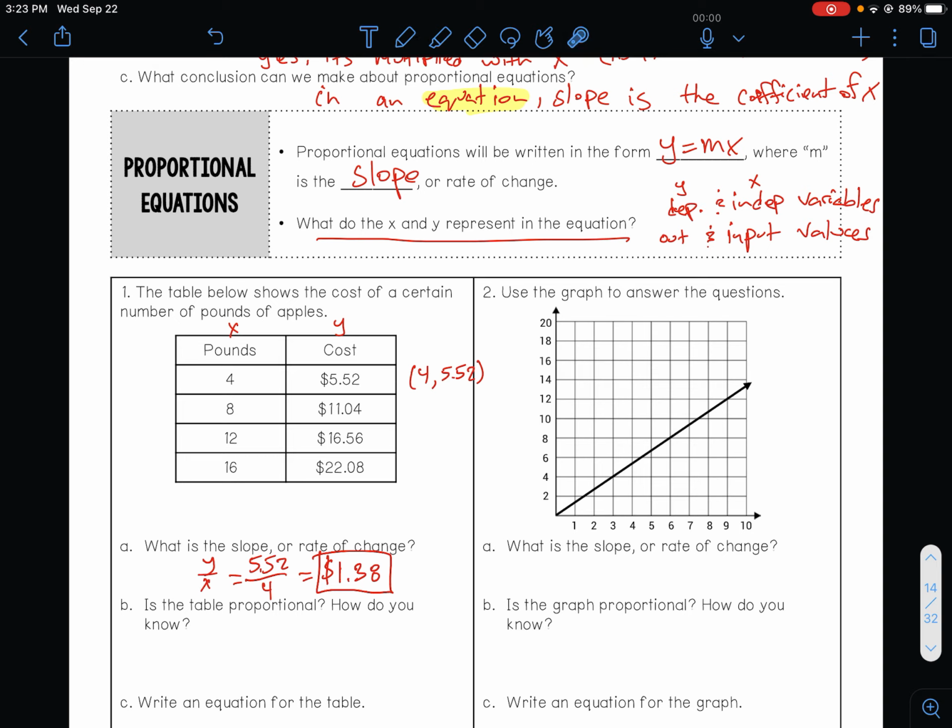Is the table proportional? How do we know? Well, we don't know yet. We need to actually divide all of these. 11.04 divided by 8, so I'm going to use the calculator. That gets me 1.38. Let's do 16.56 divided by 12. I got 1.38 again. And finally, let's do 22.08 divided by 16. And I also got 1.38.